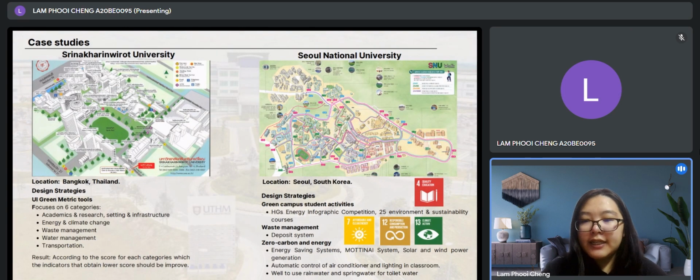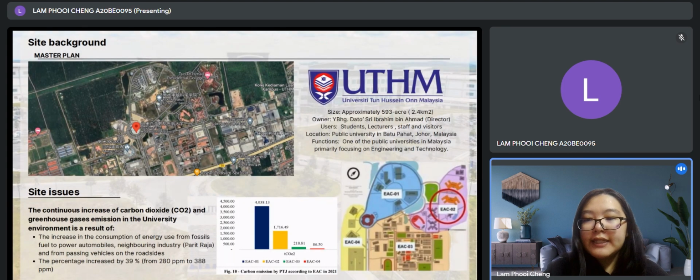From this case study, we can learn strategies such as the UI Green Metric tool for evaluation of green campus, and also the deposit waste management and the Motinia energy saving system. The site selection is UTHM. The main site issues are the continuous increase of carbon dioxide from industry areas Parit Raja, fossil fuels, and the vehicle, which cause an unfavorable and unhealthy educational environment, especially in the zone ESC1.